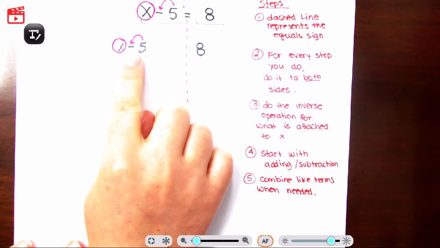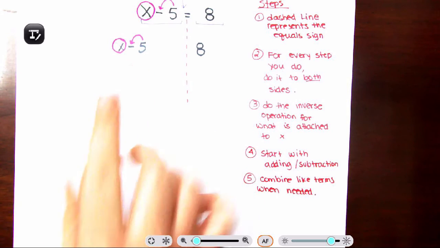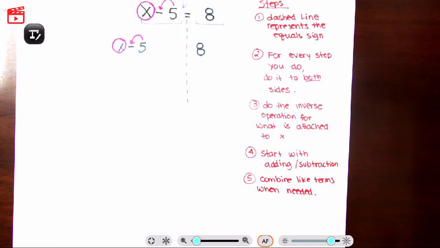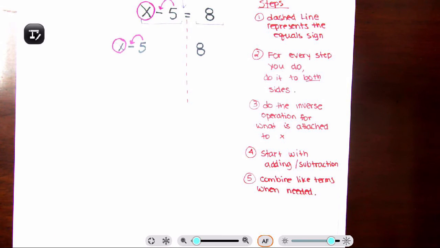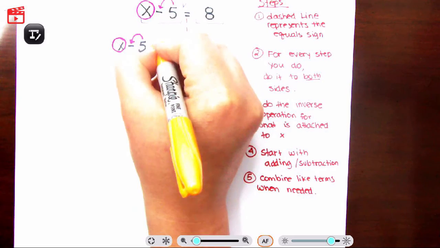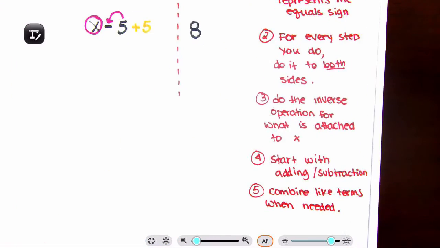Okay, so start with adding and subtracting. So I see a minus here. I need to get rid of it. I need to undo it. I need to do the inverse. So what is the inverse of a minus? The inverse of a minus is a plus. Again, what is the opposite of a minus? The opposite of a minus is a plus. So what I'm going to do is, here's my step. It's exactly the same thing. I'm going to undo my minus 5 by adding 5. Oh, and you guys can't see that. There you go, by adding 5.